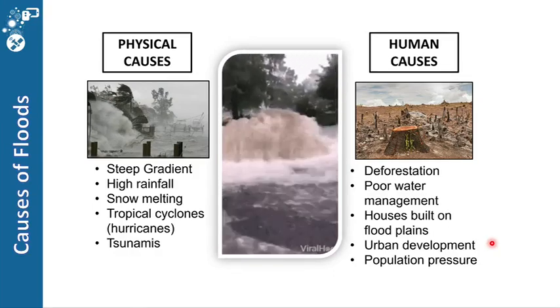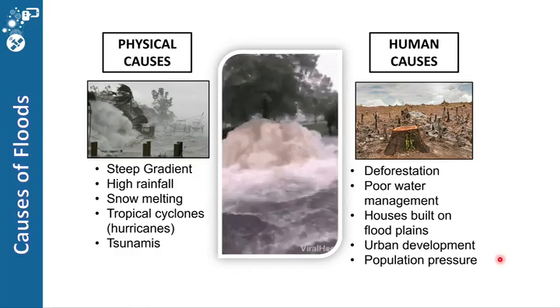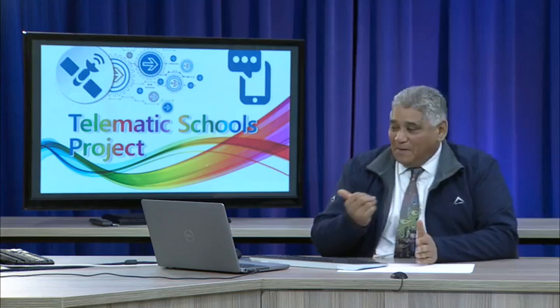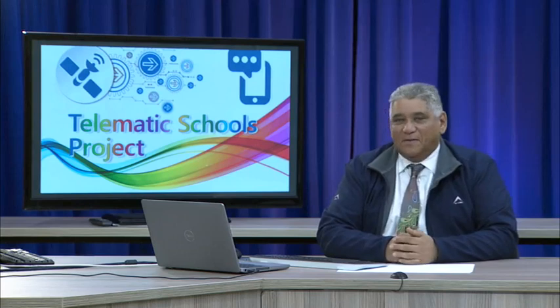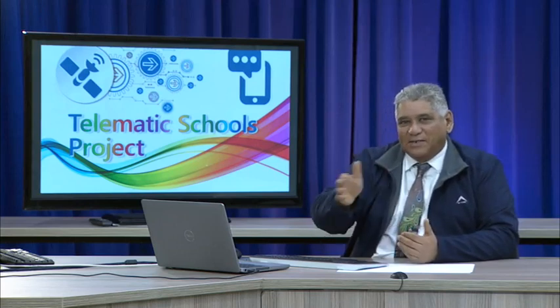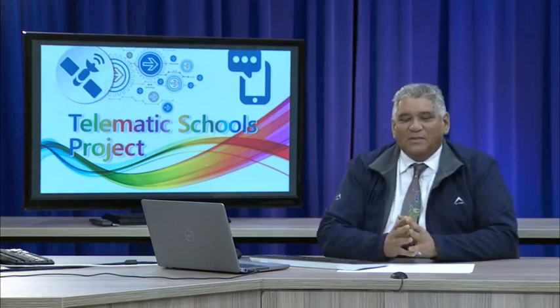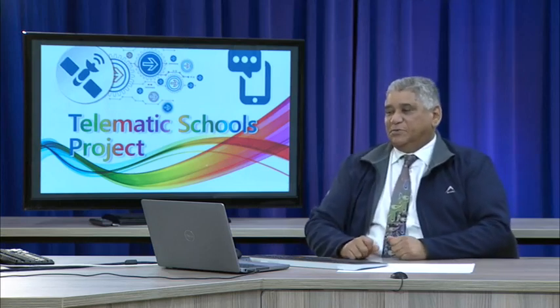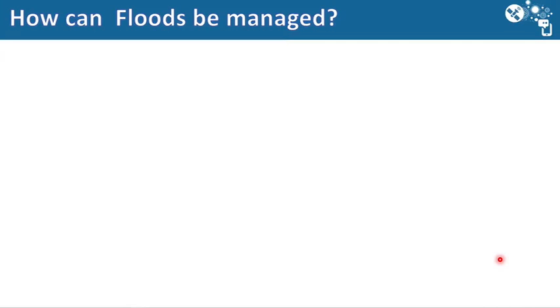And then, of course, population pressure. More people. Can you see again, back to population overcrowding? And then what's going to happen? You're going to remove the natural vegetation, and you're going to build on there, and of course, flooding will be a consequence.